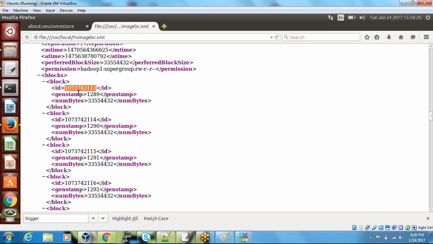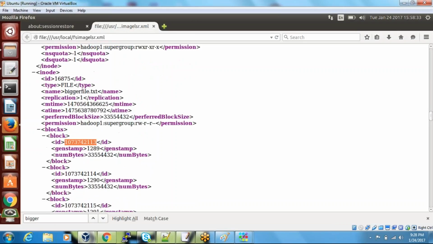This file is generated when you load the data, with respect to the properties you are loading with. Yesterday we loaded the data, right? For this bigger file, my configuration is replication 1 and my preferred block size is this. This is my configuration for that specific file. If you change the configuration, this file will not change for the old data. It will change for the new data which you upload. The old data remains the same.